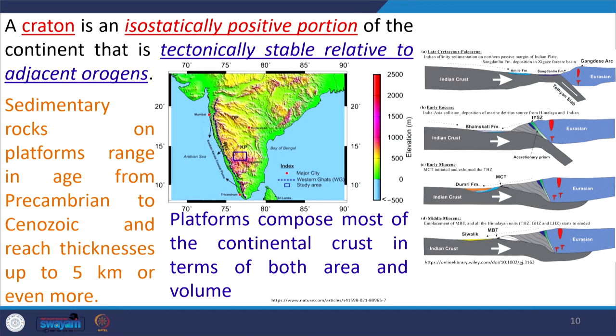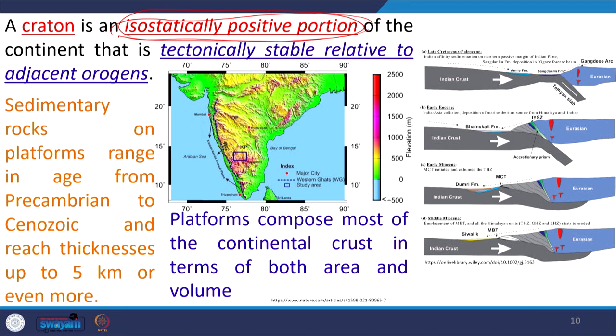A craton is an isostatically positive portion of the continent that is tectonically stable relative to the adjacent orogens. Isostatically positive means, if you remember when we talked about isostasy, we have some compensated regions, somewhere overcompensated and somewhere undercompensated regions. So an isostatically positive portion is an isostatically compensated region, and it is a stable part lying adjacent to the orogenic belt.